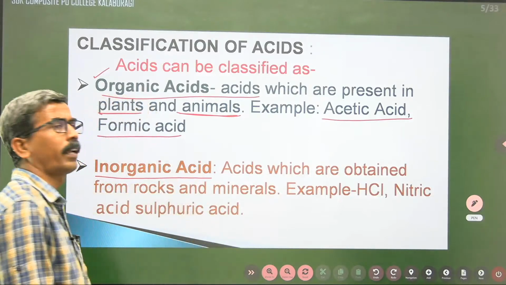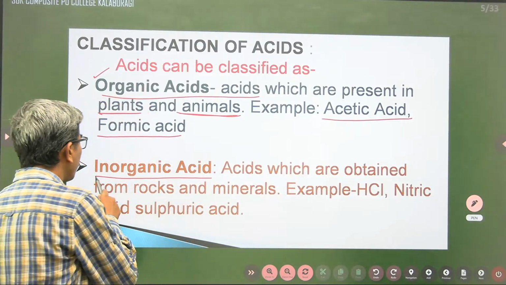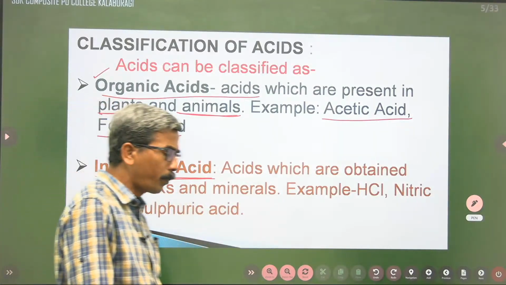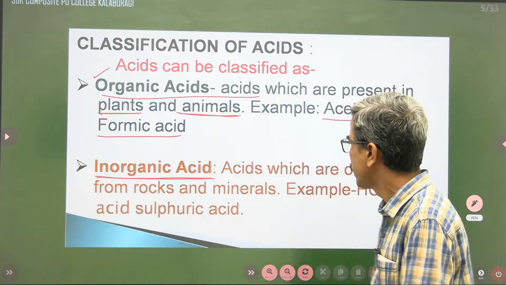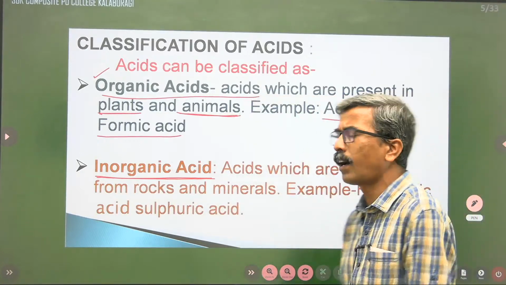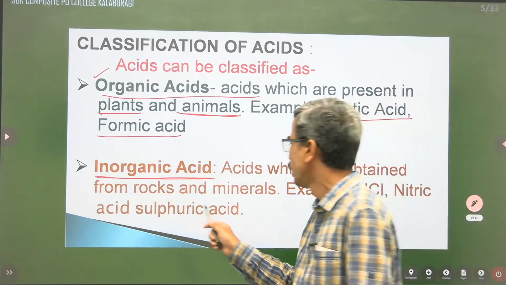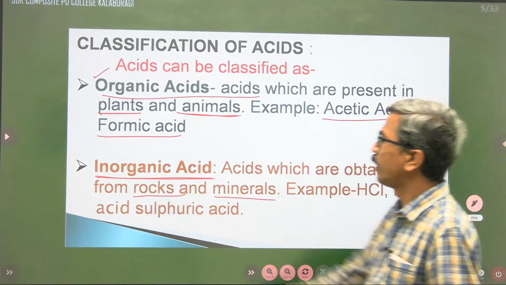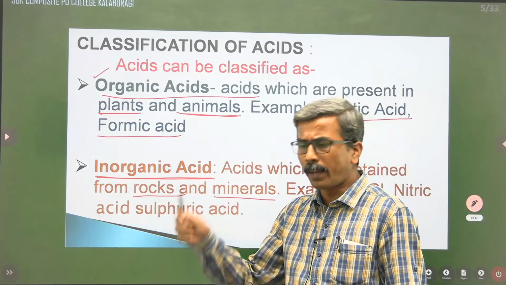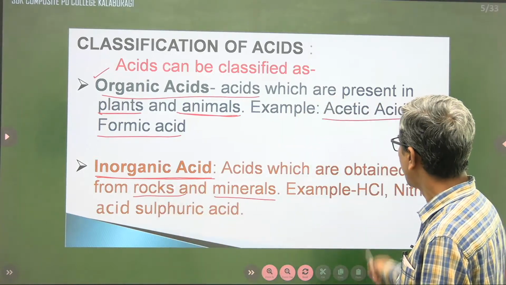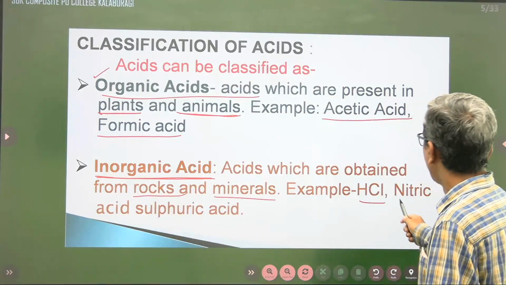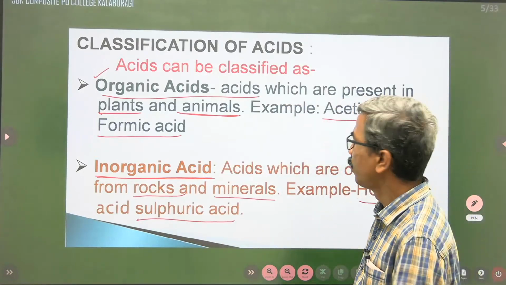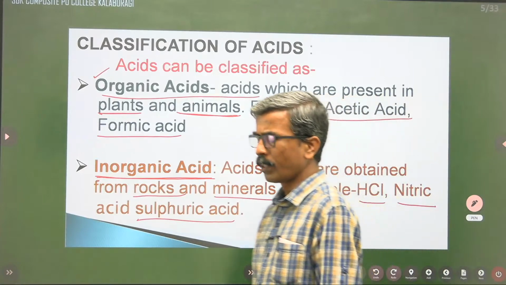Now what are these inorganic acids? Acids which are obtained from minerals and rocks. Those acids we call inorganic acids. Examples for this type are hydrochloric acid, nitric acid and sulfuric acid. These are examples of mineral acids.